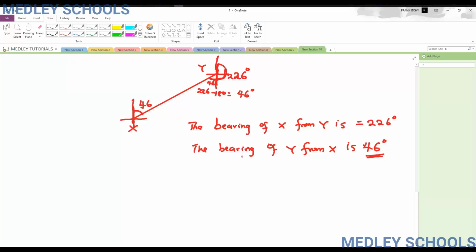And with this we have come to the end of finding the bearing using the two methods, that is the acute angle bearing and the 3 digits or surveyor's bearing. Thank you.